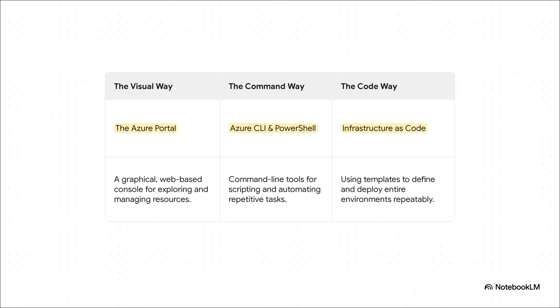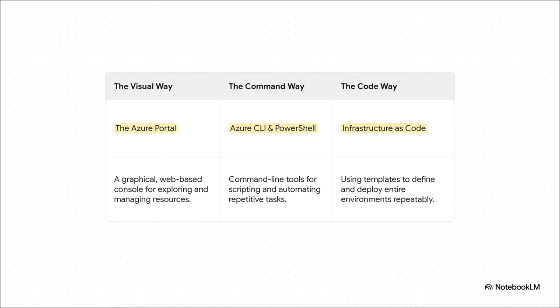First up is the visual way, the Azure portal. It's a website, it's graphical, and it's perfect when you're just exploring or you need to do a quick one-off task. Then you've got the command way, using tools like PowerShell or the Azure CLI. This is for when you find yourself doing the same thing over and over and you just want to write a script to automate it. And finally, you have the code way, infrastructure as code. This is the real game changer.